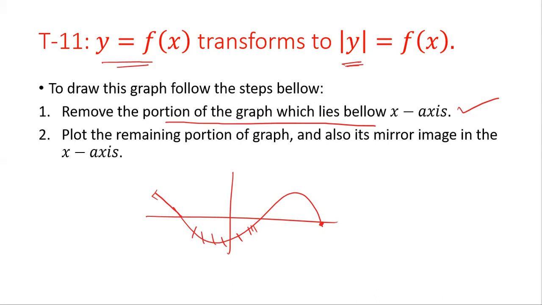Fine. So the remaining graph, you should take the mirror image. If the graph is going like this, then the mirror image will go like this. So you just take the mirror image. This will be the graph for mod y equal to f of x. Now I will just take one example.